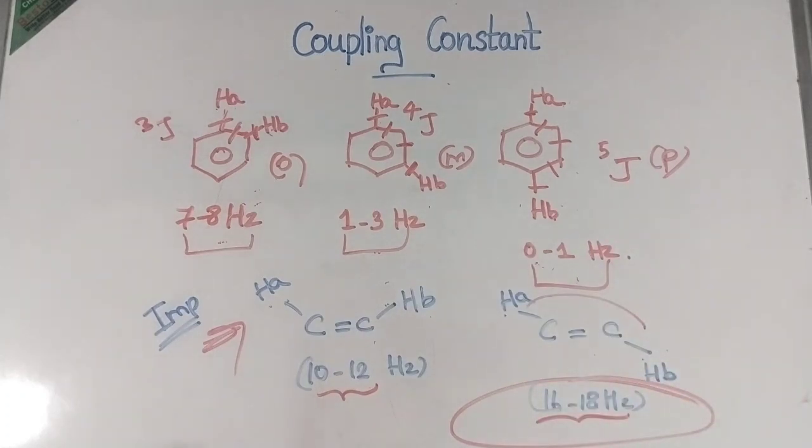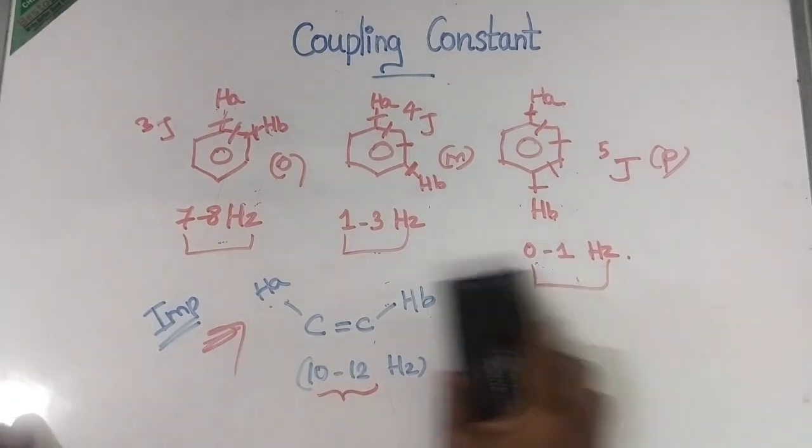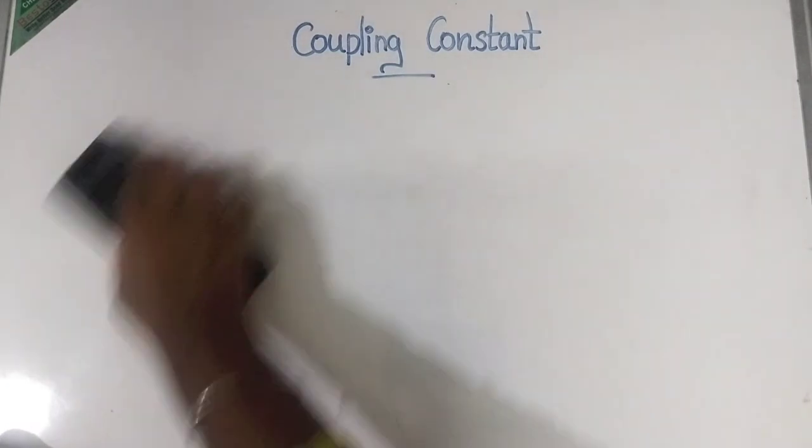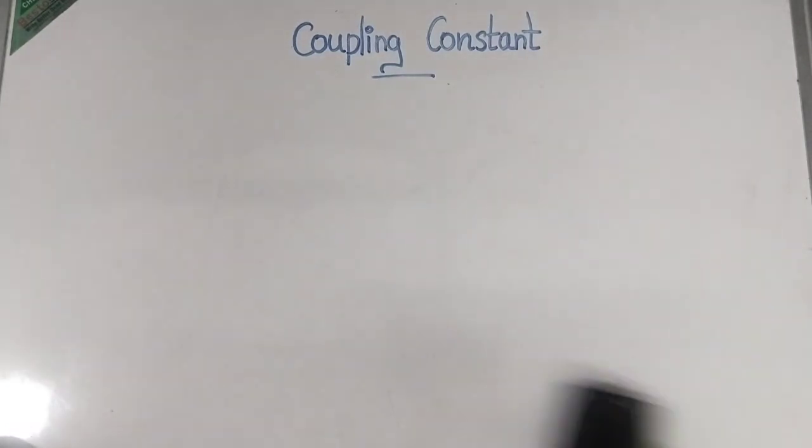Then in this case, cis and trans: trans will have a higher value of around 16 to 18 hertz, and cis will have only 10 to 12 hertz. So if you see the value 16, then you can easily predict that the given compound is a trans alkene. So that's all about this coupling constant.